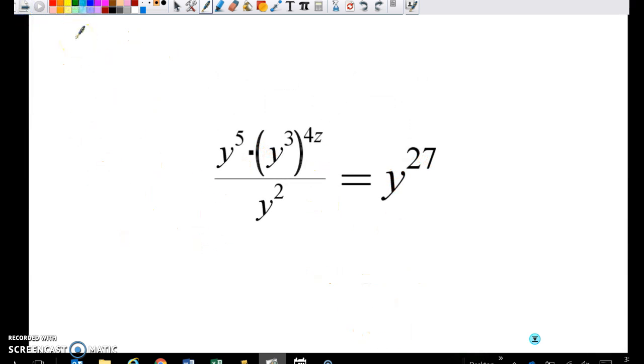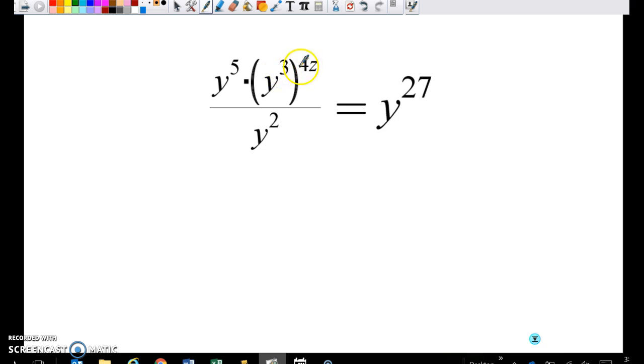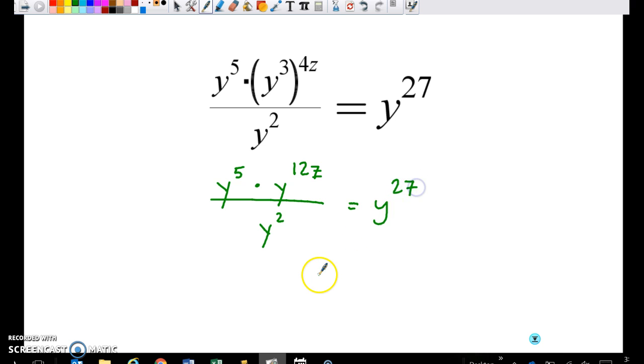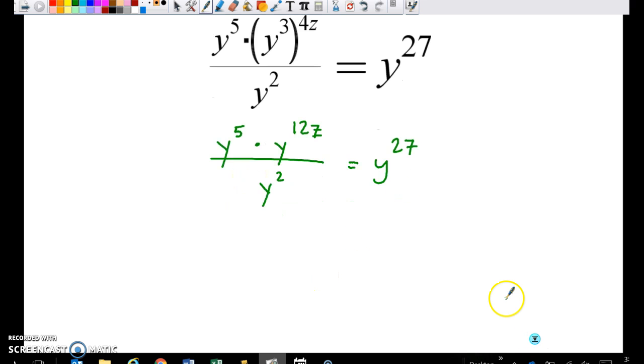And the final example from this video is a real doozy, but if you just take it one step at a time, it's not as hard as you think. First step is I want to take the power to power, so I multiply. y to the fifth stays the same times 3 times 4 is 12 times z, all divided by y squared equals y to the 27. Now let's combine the numerator's exponents, multiply by the same base, add the exponents, 12z. Oh, I'm sorry, made a small mistake there.